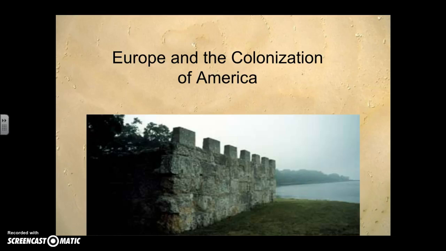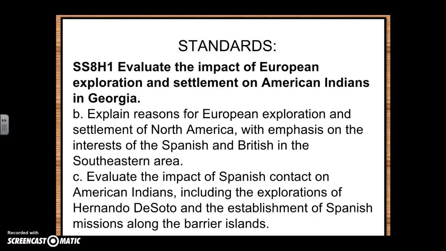All right, we're going to learn about Europe and the colonization of America. We have been studying the different reasons why Europeans came to America. So let's look at exactly what we have to know. Standard 8H1 says: evaluate the impact of European exploration and settlement on the American Indians of Georgia.